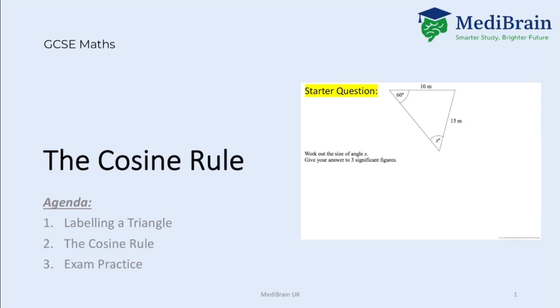In today's lesson, we're going to be looking at the cosine rule. Last lesson we looked at the sine rule. The cosine rule is just another rule very similar to the sine rule. I did put this starter question on as a recap from what we did in our last lesson.